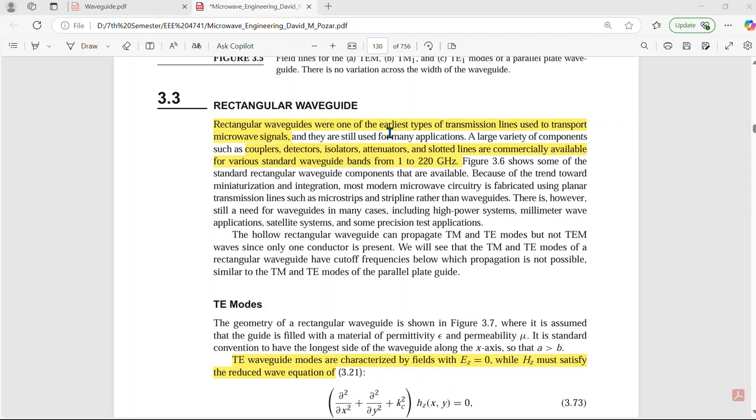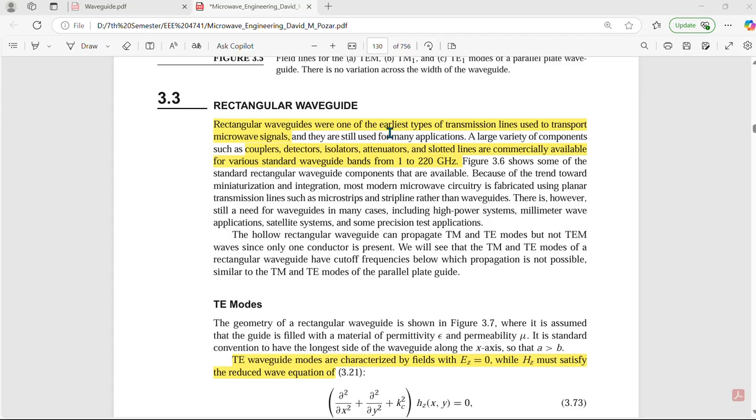So today the topic we will be discussing is the waveguide, and it is the rectangular waveguide. Actually, what we know about waveguide: if we want to transport water, then we need to use some pipe, a hollow pipe, so that we can transport the water.